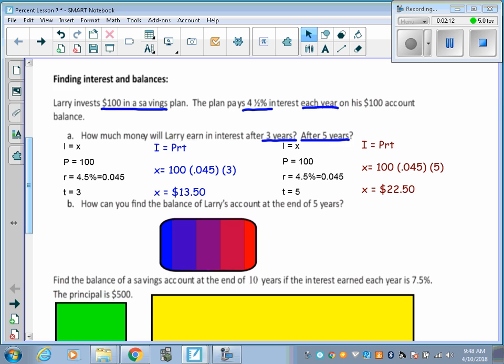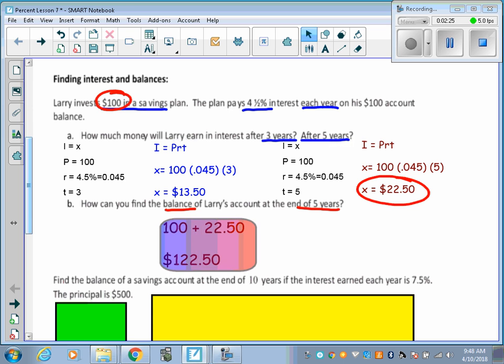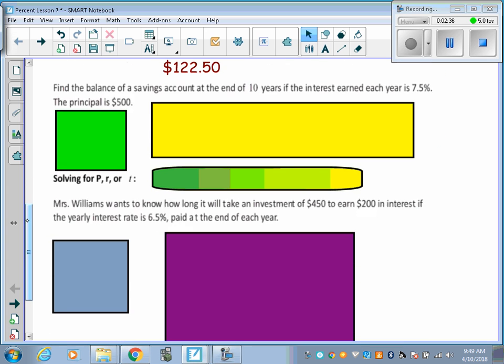So how can you find the balance of Larry's account? Now that's the balance at the end of 5 years. So not only is he getting the $22.50, but he also invested $100. So he gets both of those things back. So he gets a total of $122.50. So at the end of 5 years, that's how much he would collect for leaving his money in there for 5 years. Now we want to find the balance at the end of 10 years.